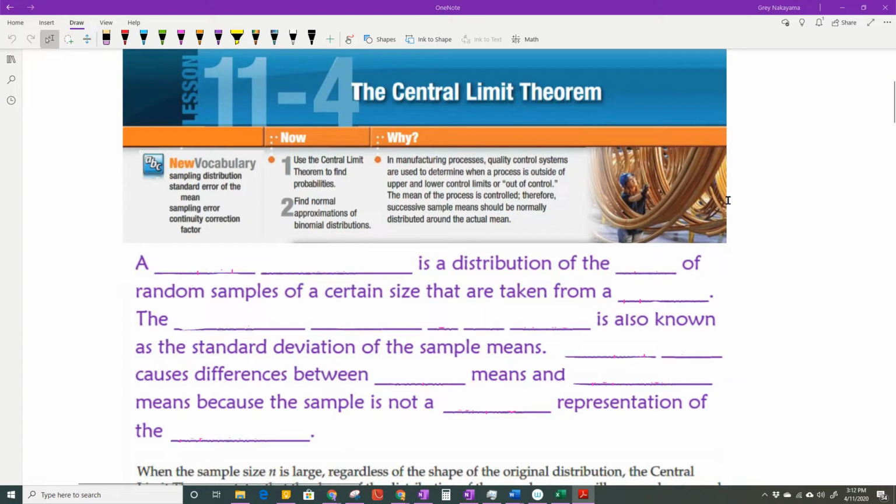Okay, today's lesson is 11-4A from the central limit theorem. It's A because we're just concentrating on objective 1, using the central limit theorem to find probabilities.